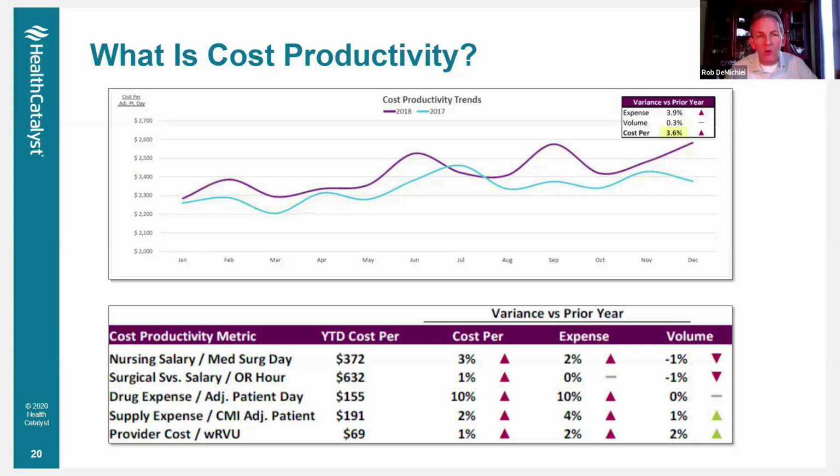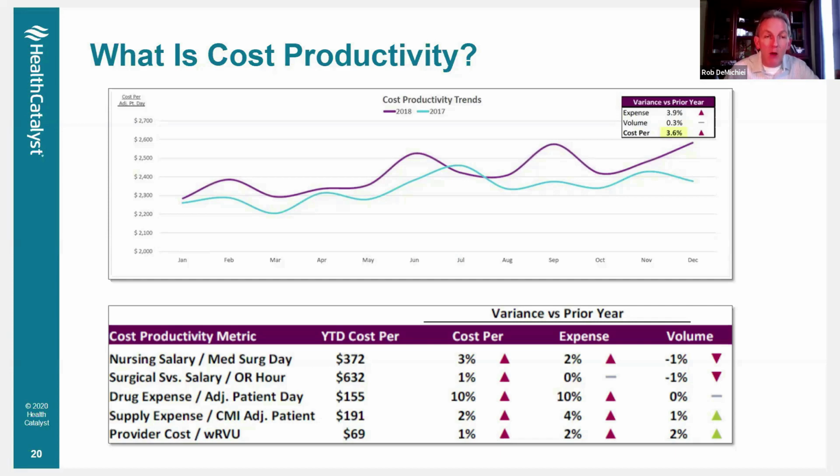And so the way we want to look at cost productivity, the way we want to define cost productivity is solely by looking at an input measure, which is cost, and an output measure, which is volume. And so these are examples of input and output measures of cost per measurements that are used. So for nursing, it's nursing salary is the cost.